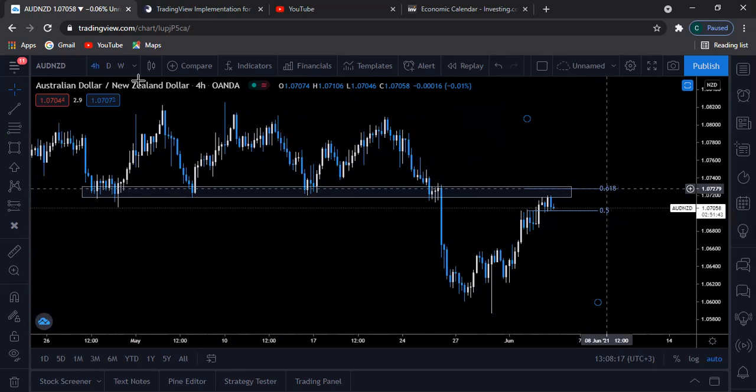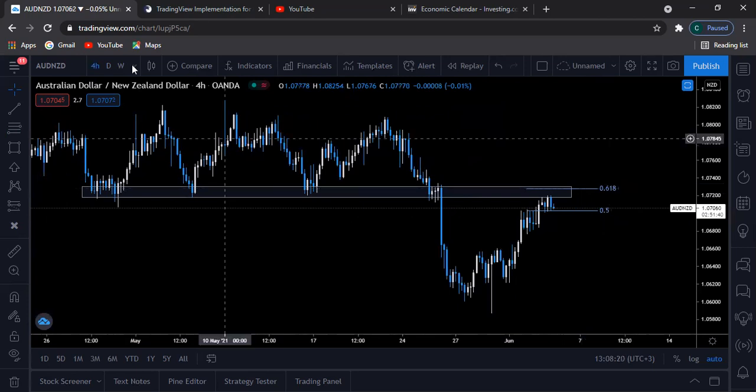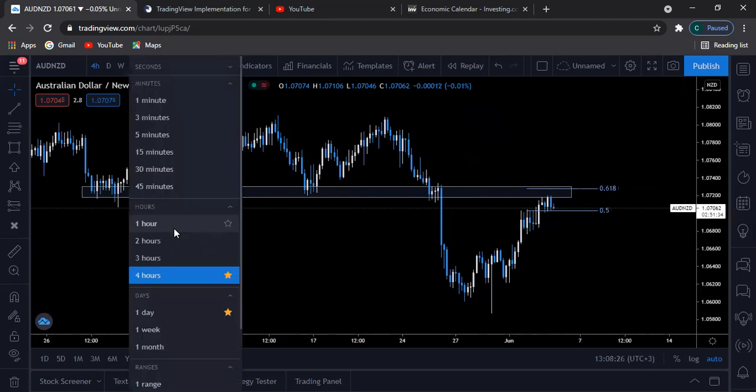So I'm going to the lower time frames and see if it has broken any market structures. If it has broken the market structure of a bullish trend, then we'll be looking for bearish trends. If it has broken the market structure of a bearish trend, then we'll be looking for bullish trends.